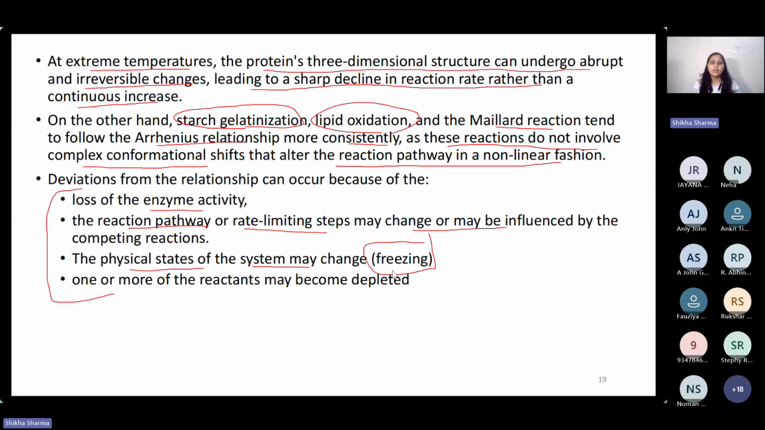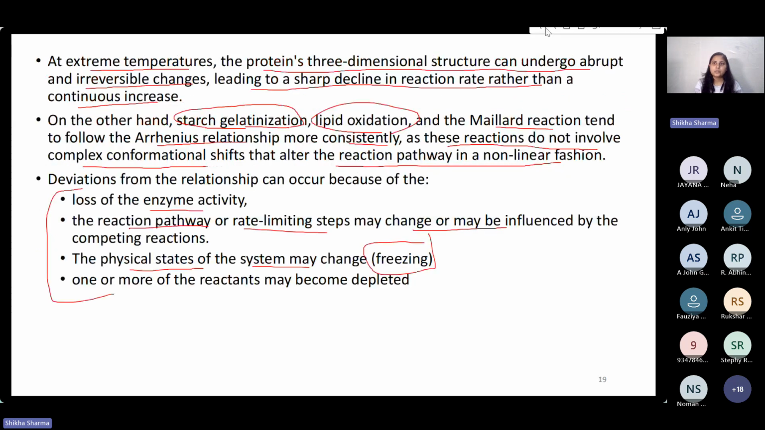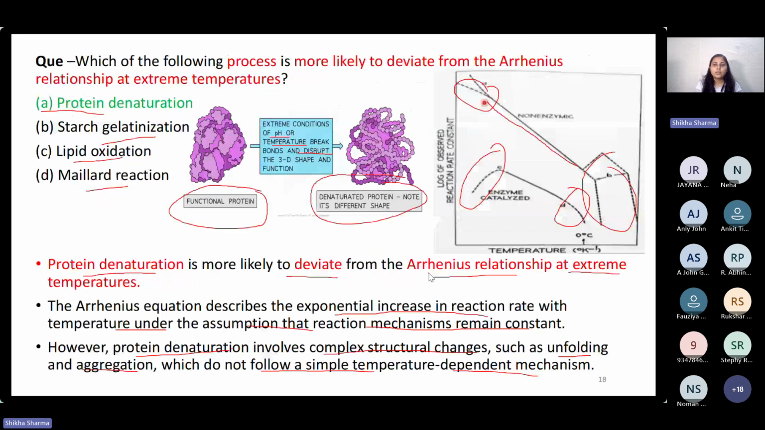So when we have very low temperature, like the freezing temperatures, what is going to happen? The Arrhenius equation will not be followed, because, if we see, this x-axis is 1 upon T, right?